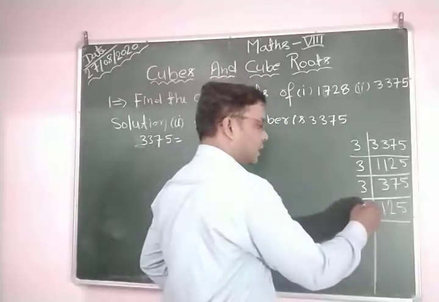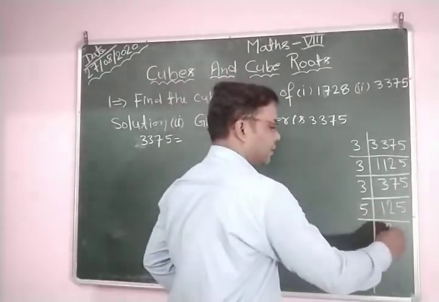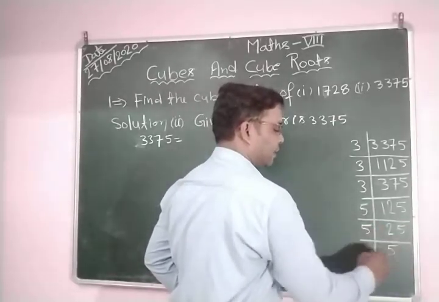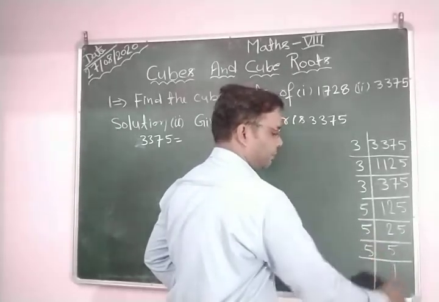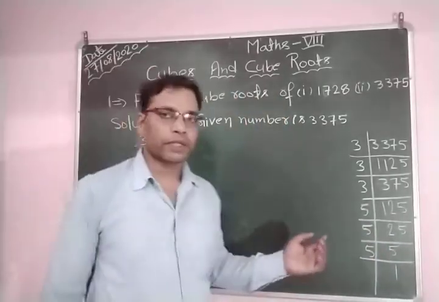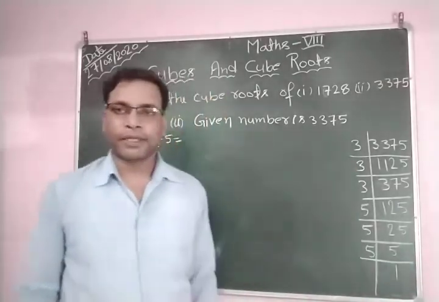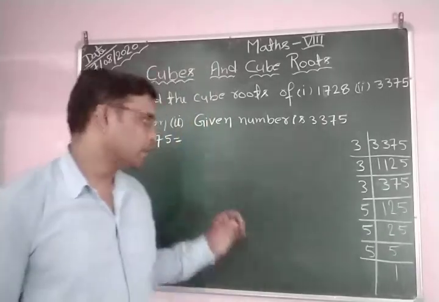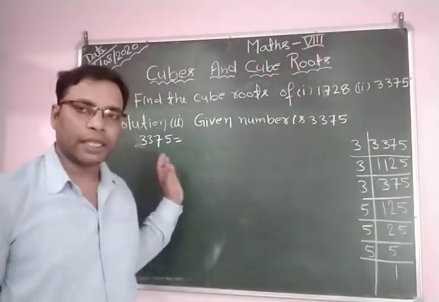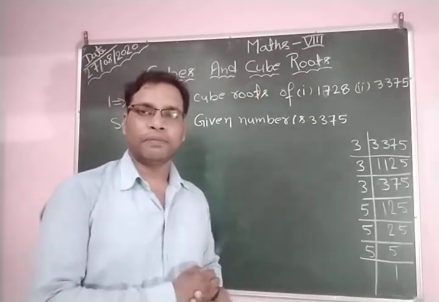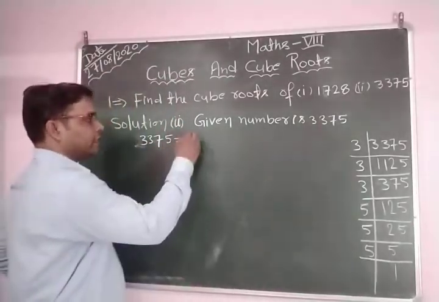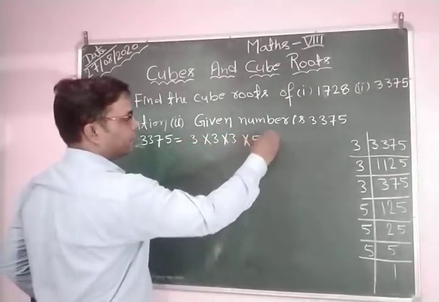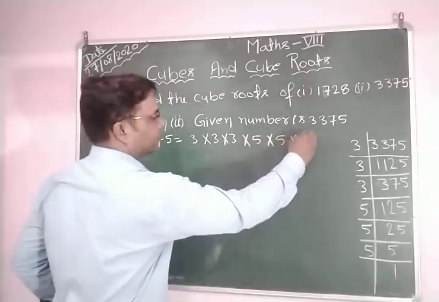So if you divide by 5, 5 2s are 10 and 5 5s are 25, again 5 5s are 25, and 5 1s are 5. Okay, so in this way you can see you find the prime factors of 3375 by the prime factorization method. Now we are going to express the given number as the product of prime factors. Okay, so you can write it 3 into 3 into 3 into 5 into 5 into 5.